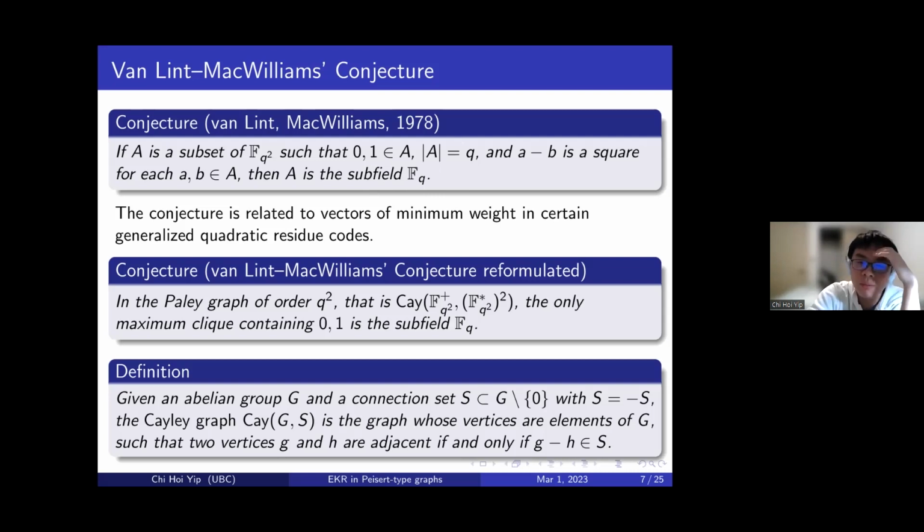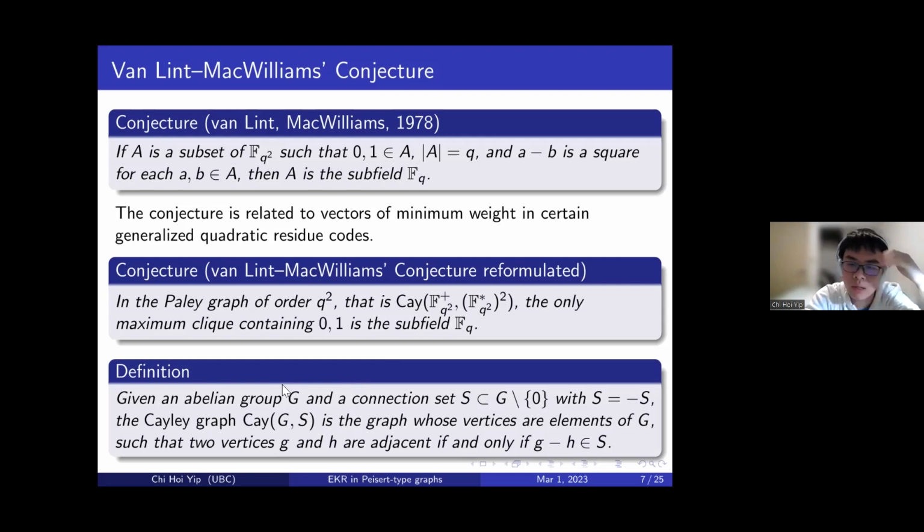Since I just defined Paley graphs, you can easily see that this conjecture is equivalent to saying that the only maximum clique in the Paley graph of order q^2 containing 0 and 1 is given by the subfield F_q. Here, a minus b being a square for each a and b in A means that every two elements of A are adjacent. So A is just a clique in the Paley graph.